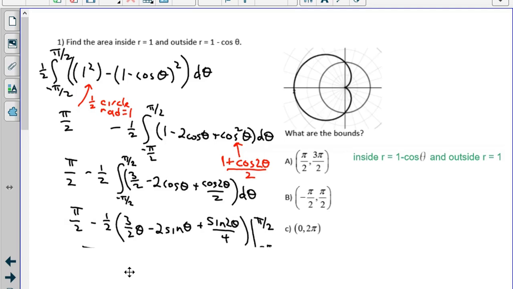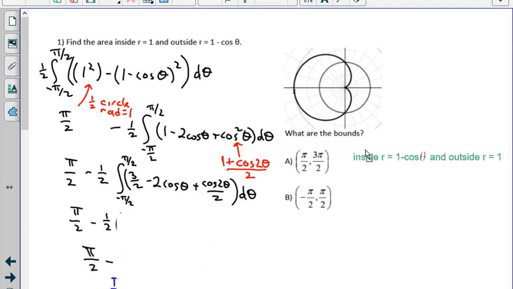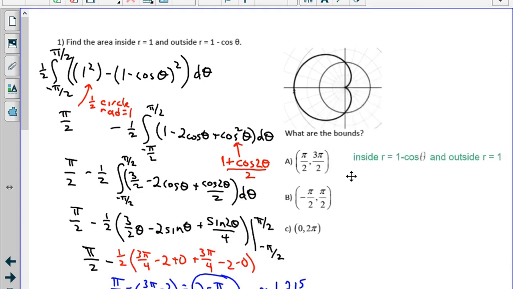So it becomes 3/2 theta minus 2 sine theta plus sine of 2 theta over 4. I'm going to evaluate that. And I end up with, I'm still not very good at these things that hide answers, but I end up with pi over 2 minus, remember that all of this has to end up being multiplied by 1/2. That's how it becomes 3 pi over 4, even though I have 3 pi over 4 plus 3 pi over 4. I end up multiplying it by 1/2, and I just get 3 pi over 4. So it becomes 2 minus pi over 4, which is about 1.215.